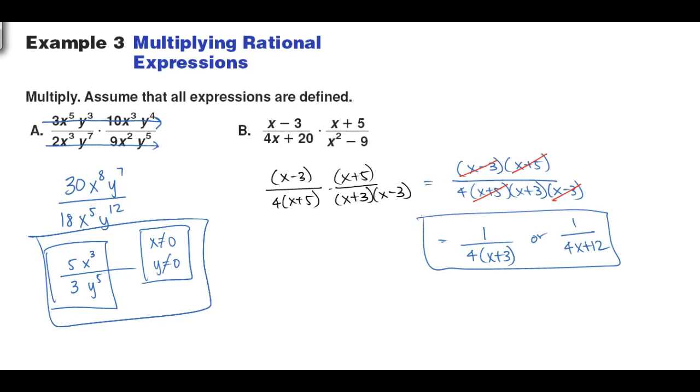Now go back and look at all your fractions. Was there ever a time where something was bad? And yes, x cannot equal negative 5 from there. x cannot equal negative 3 from there. And x cannot equal 3 from there. So those are all my excluded values, and therefore I am completely done with example 3. All right, why don't you try one, and we'll get back to you after this.